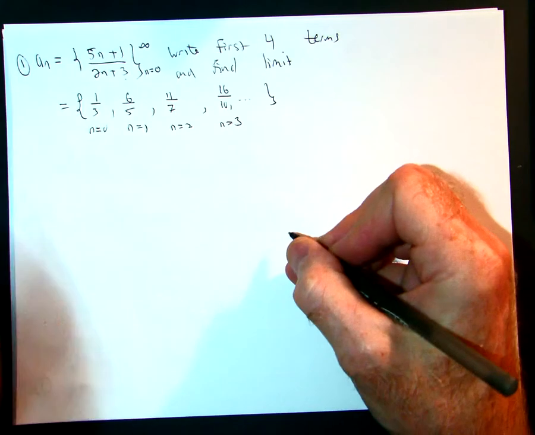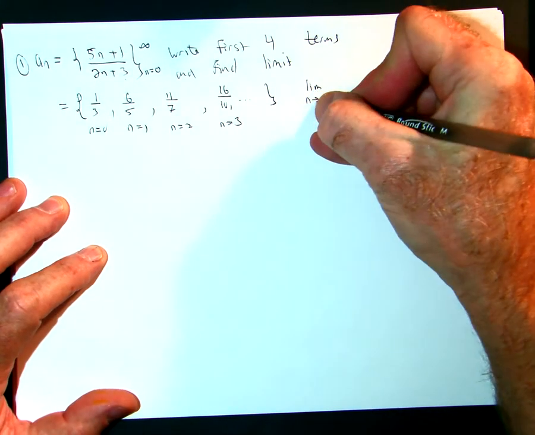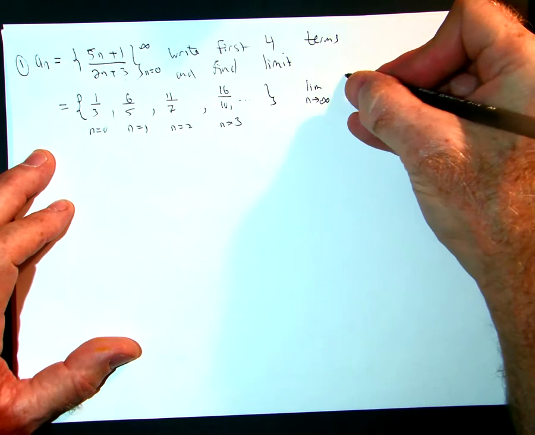Okay, so you can probably guess what the limit's going to be. It's going to be 5/2. These powers aren't really going to matter, so I'm going to get 5/2. But let's see what happens.